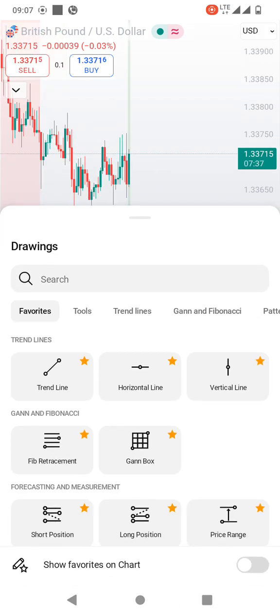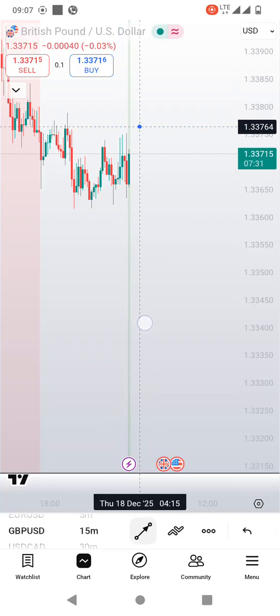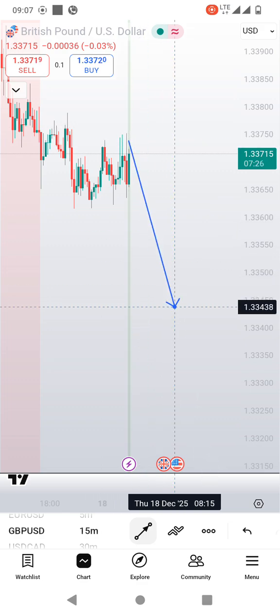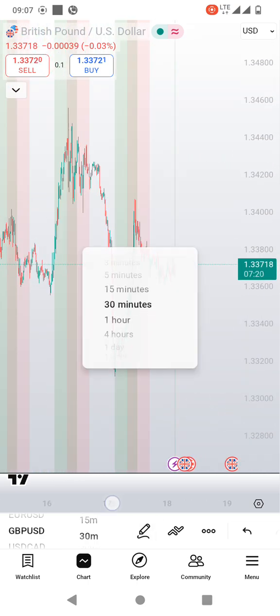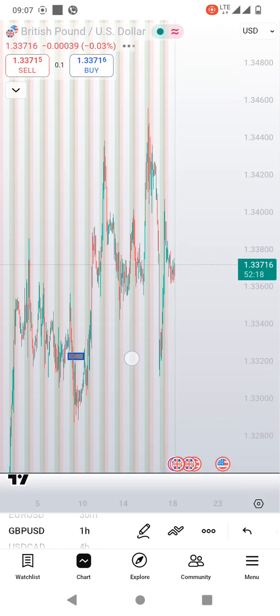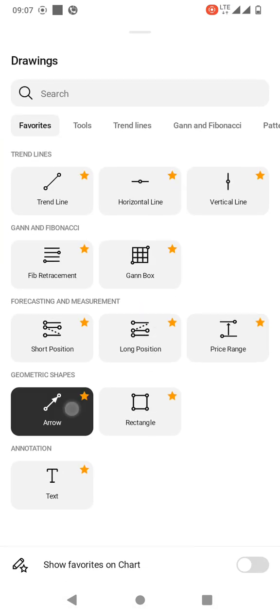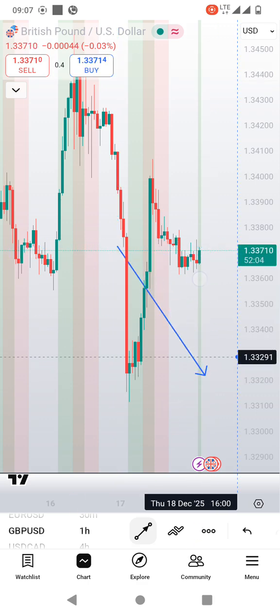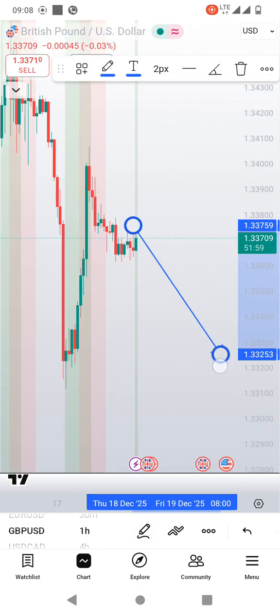But if at all you want to take your trade, you can take your sell from around this region, and take it down to around this area. Okay, let me show you again. Let's go to the 1 hour time frame. You will take your sell from here, from around here, this region here, and you take your sell down here.